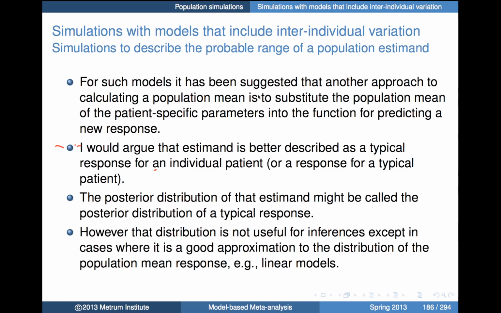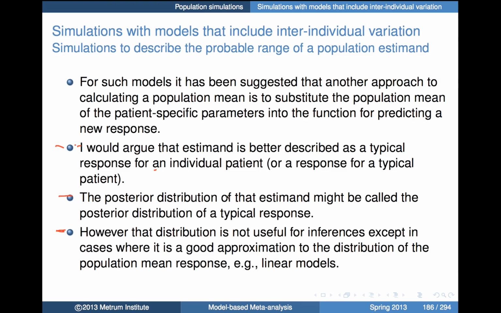And here the comment I make is that I would argue this approach, or the estimand you get out of it, would be better described as the typical response for an individual, or maybe even better said, the response for a typical patient rather than the population mean. And again, this posterior distribution of this estimand might be called something like the posterior distribution of a typical response. And I suppose you could argue that in and of itself may have some value, but if the thing you're really trying to compare is a population mean, it doesn't do that except in the special case where the random variables come into the equation linearly, which usually isn't going to be the case.